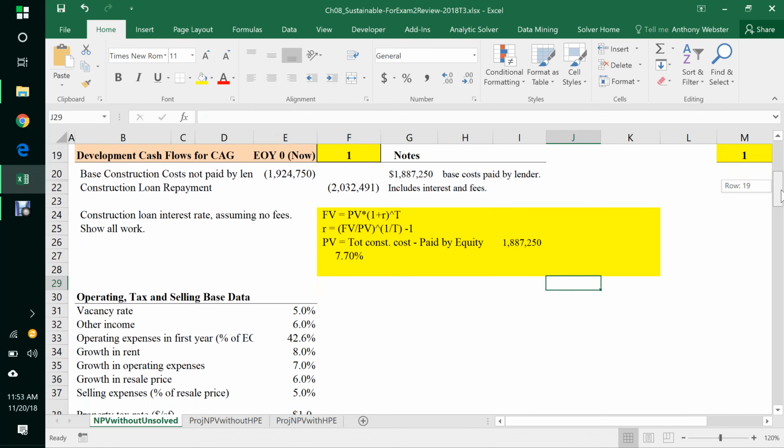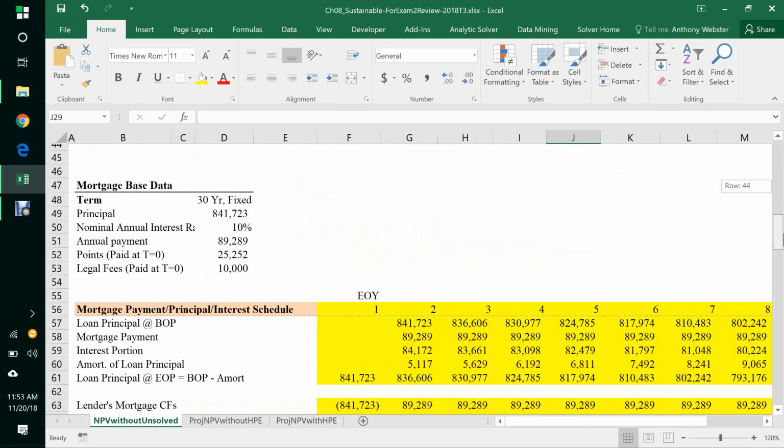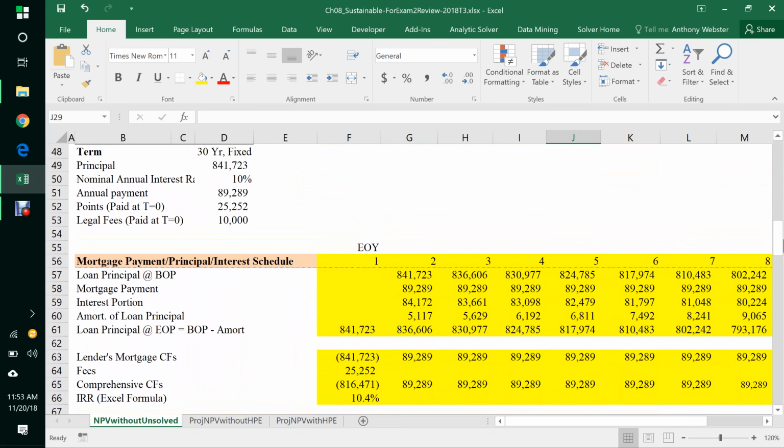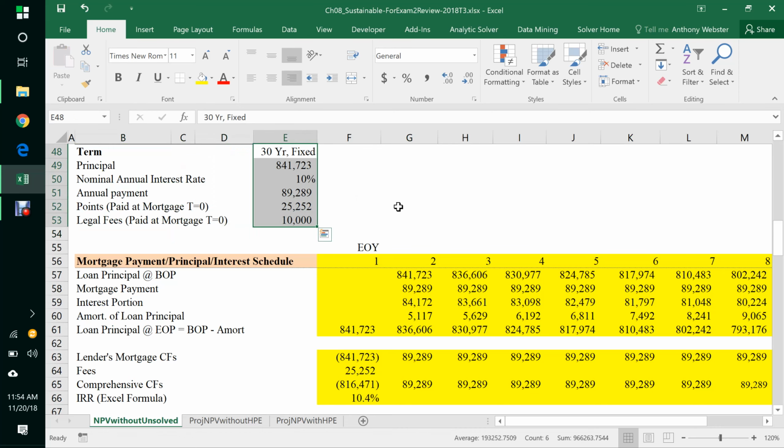Okay, all right, so we've got that. So this would be better to say paid at mortgage t equals 0, and here paid at mortgage t equals 0. So that was a good question too. Okay, I can move that over to E so everyone can see that.